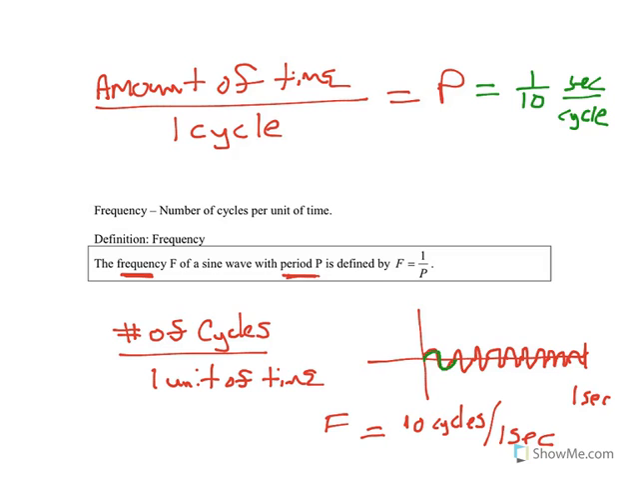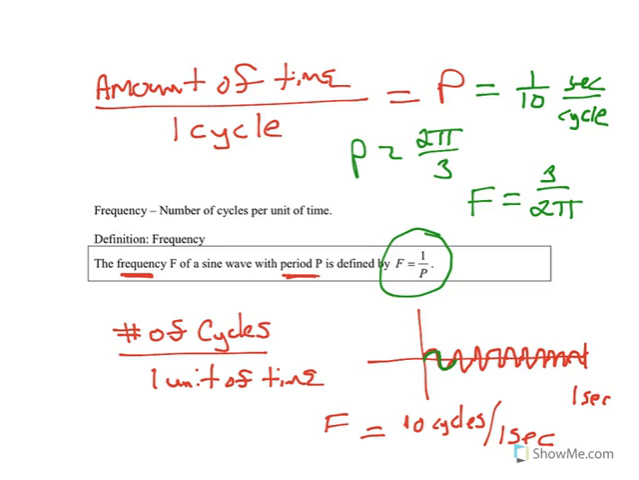So essentially your frequency and your period are just reciprocals. For example, if your period of a function was 2 pi over 3, then the frequency for this function would just be the reciprocal of that, 3 over 2 pi. So your frequency and your period are just reciprocals of each other.